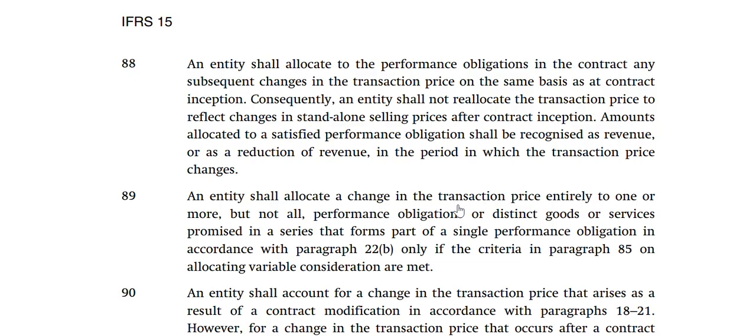89 says an entity shall allocate a change in the transaction price entirely to one or more but not all performance obligations, or distinct goods or services promised in a series that forms part of a single performance obligation in accordance with paragraph 22b, only if the criteria in paragraph 85 of allocating variable consideration are met.